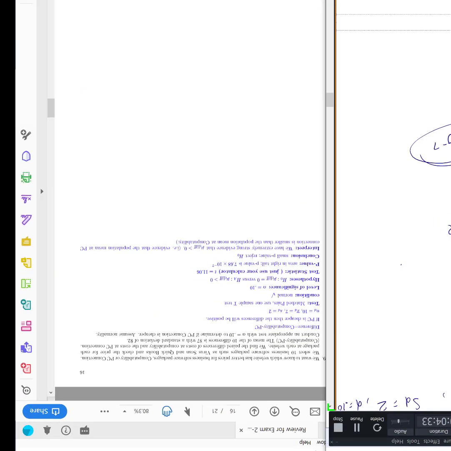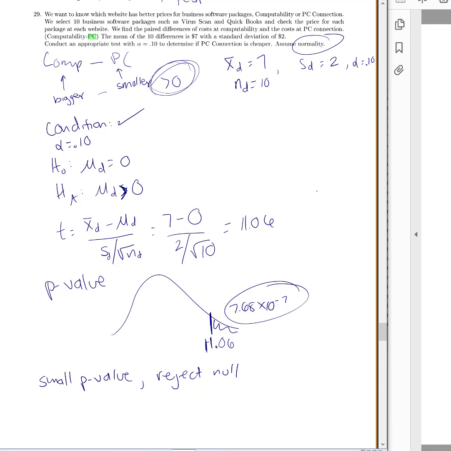So I would probably say something like we have extremely strong evidence that for all the different software, on average, PC, World, or whatever, is cheaper.